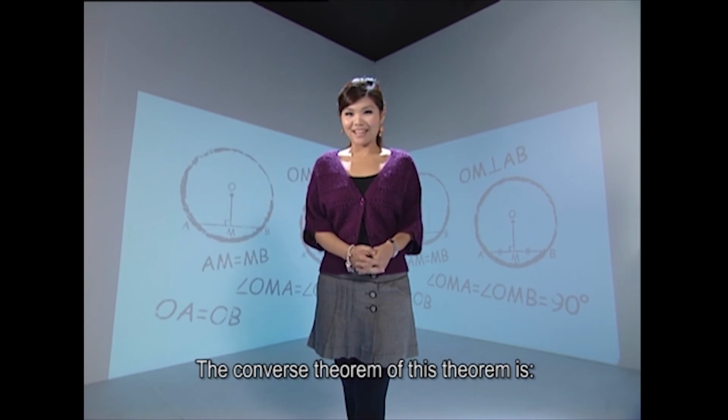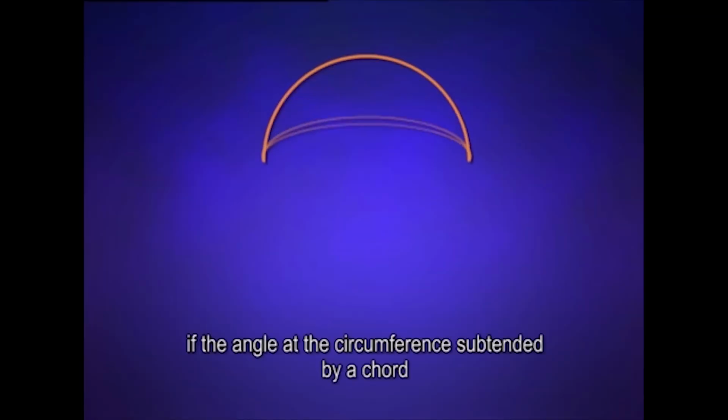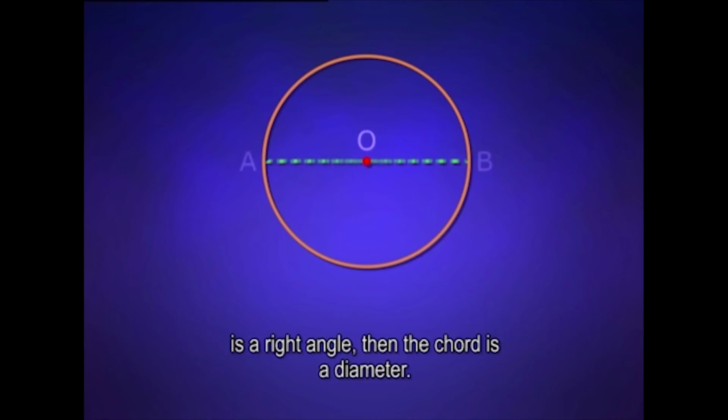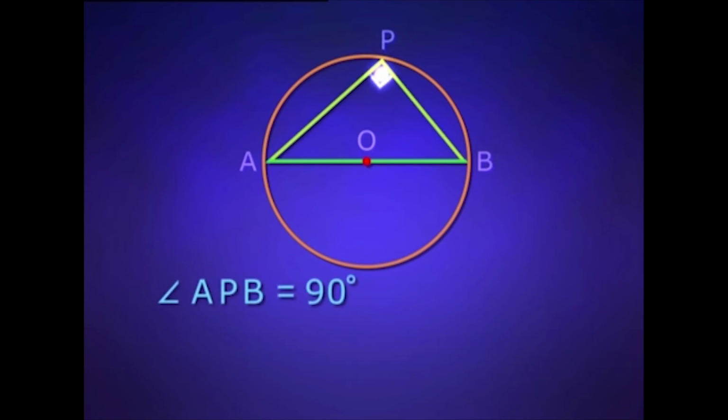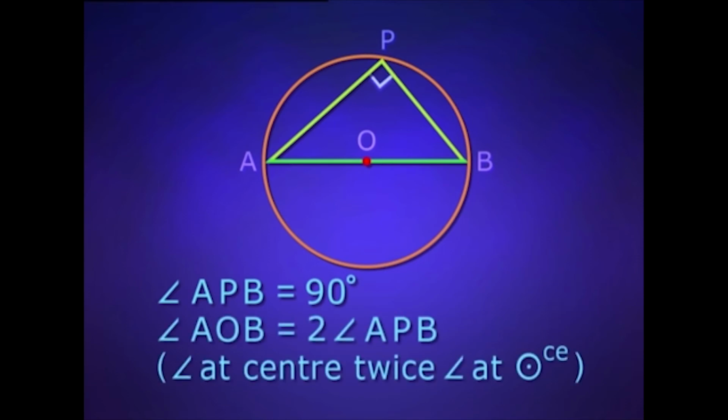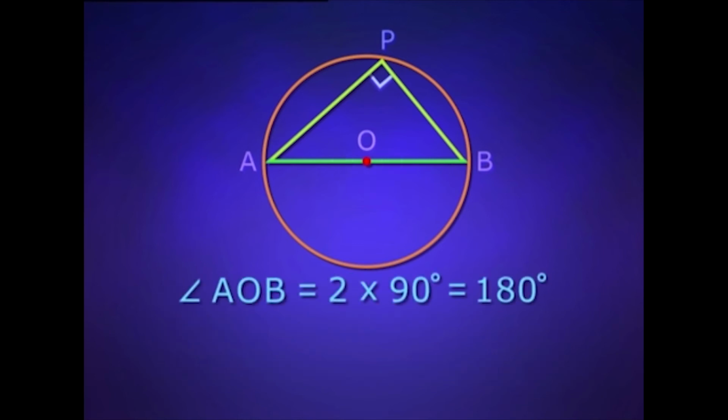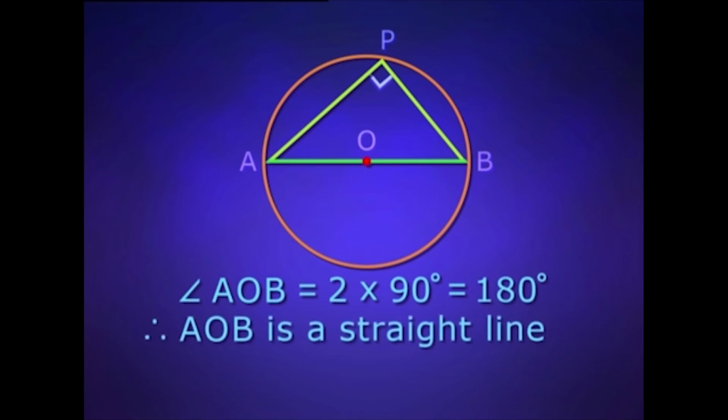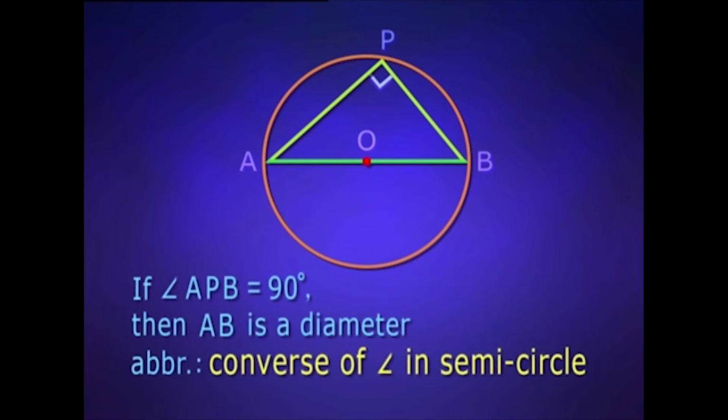The converse theorem of this theorem is, if the angle at the circumference subtended by a chord is a right angle, then the chord is a diameter. The theorem is the converse of angle in semicircle.